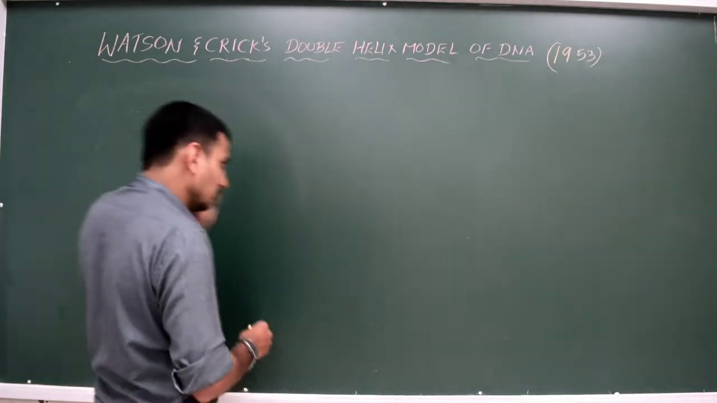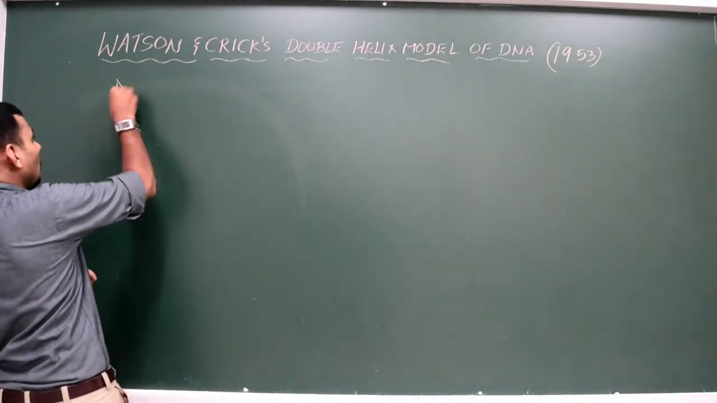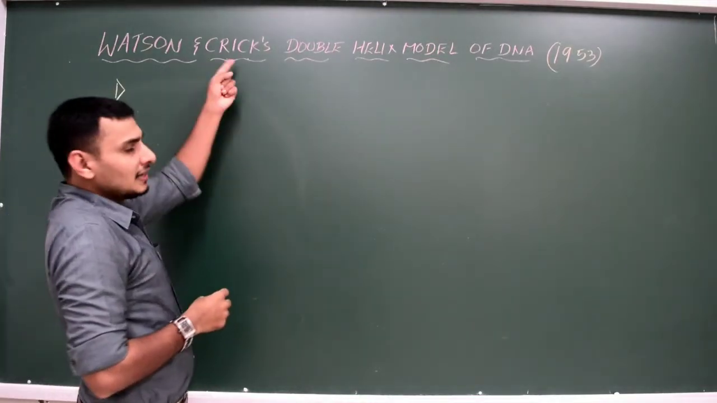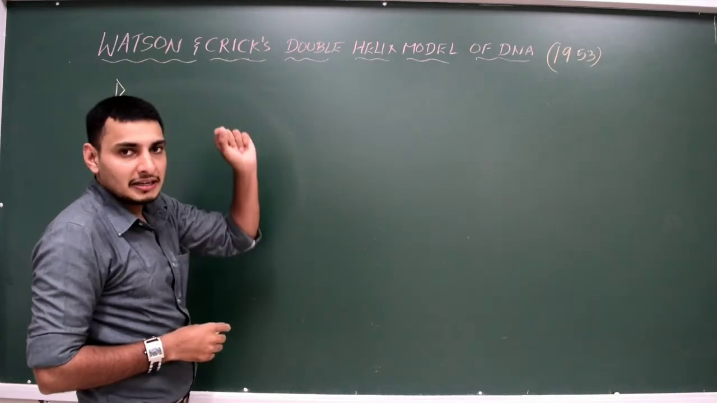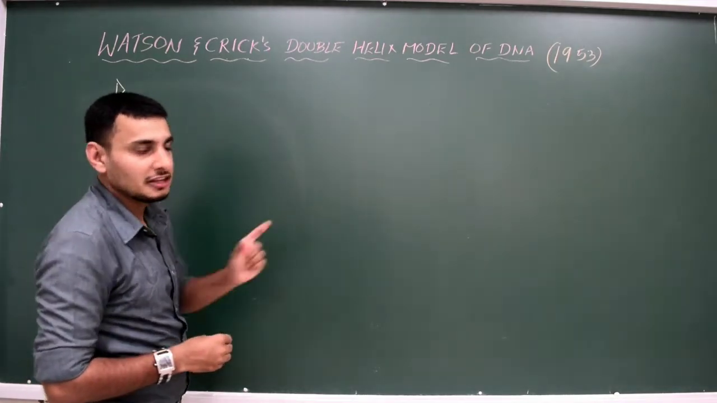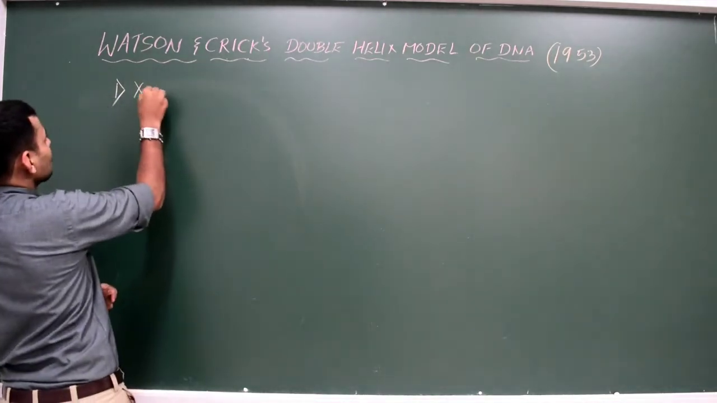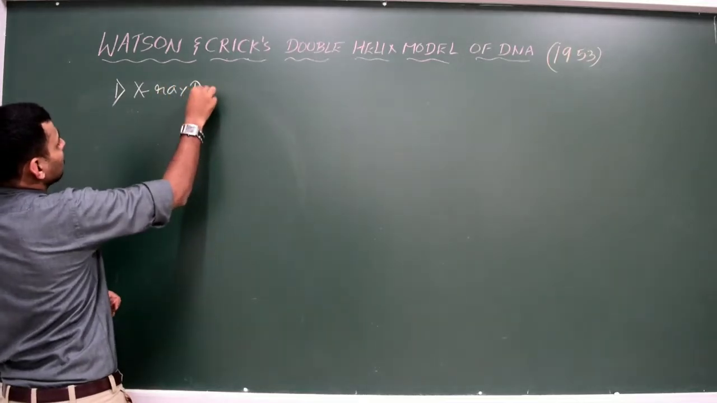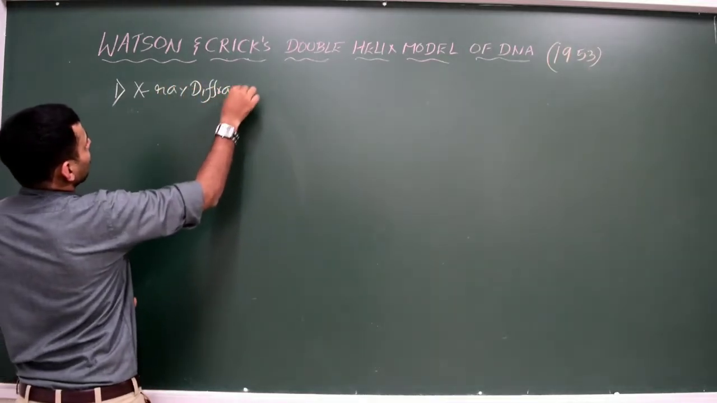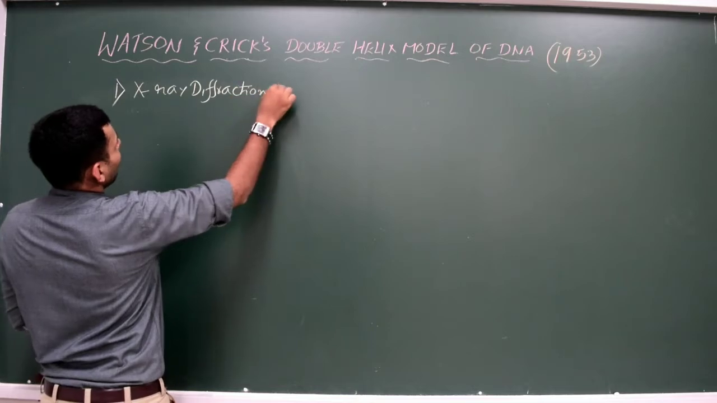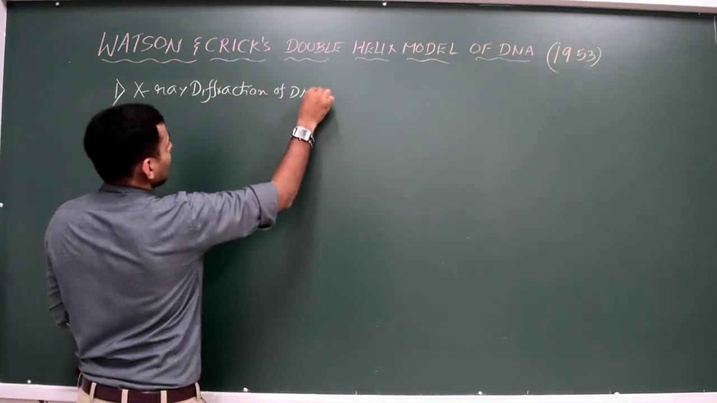We'll write here. You get this question for 1 mark: On what basis Watson and Crick proposed a double helix model of DNA? Based on X-ray diffraction of DNA by two scientists.